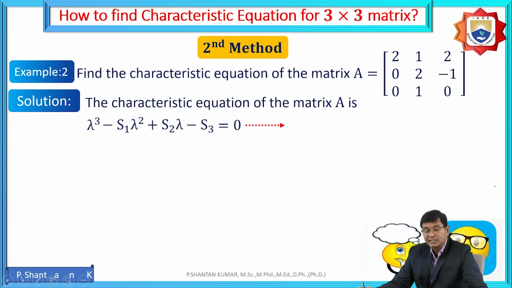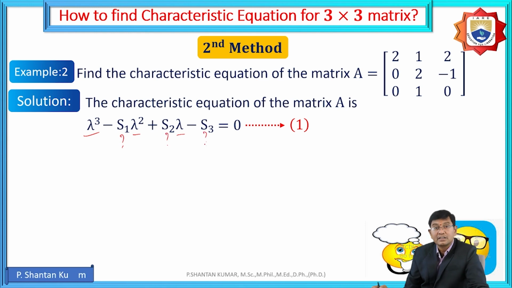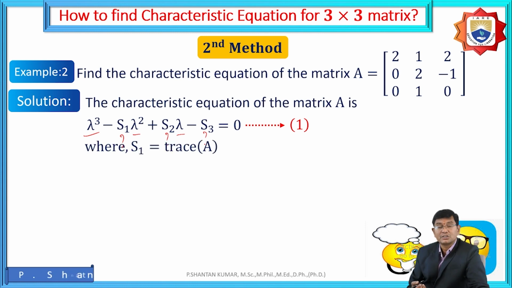And in this equation is treated as 1. And here we need to find out what the values are. Lambda cube, where lambda is the eigenvalue, and we need to find out what s1, s2, and s3 are. S1 means the sum of the principal diagonal elements, also called the trace of the matrix.